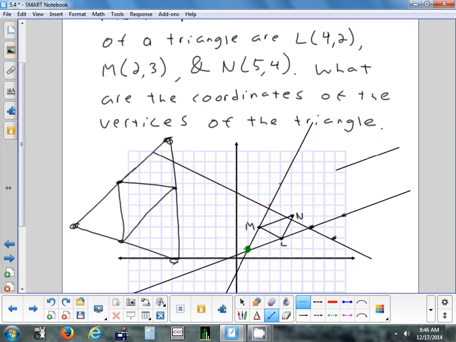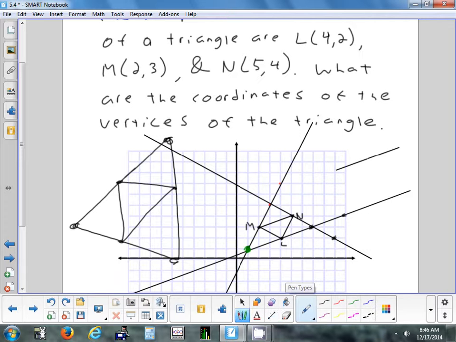Draw in that third segment, right about there. And now let's look at where they all cross, here and here. So I just found the vertices of my bigger triangle.